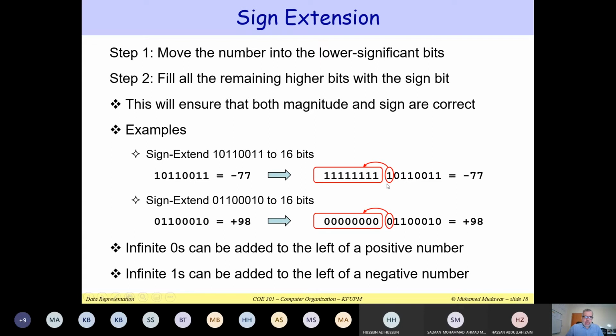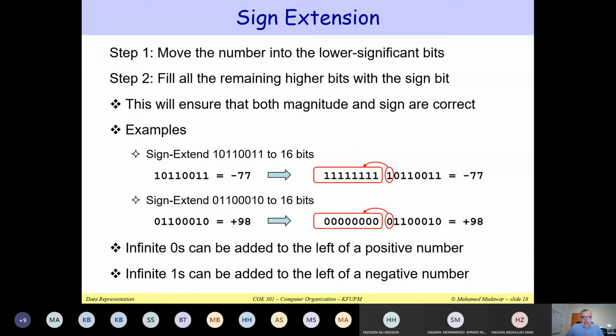Okay, so this works whether the number is negative or positive. In both cases, the signed value does not change. Plus 98 is represented in 8 bits as 0, 1, 1, 0, 0, 0, 1, 0. And if you would like to extend it, you have to extend it according to the sign bit. So these will be 8 zeros. This is known as sign extension.